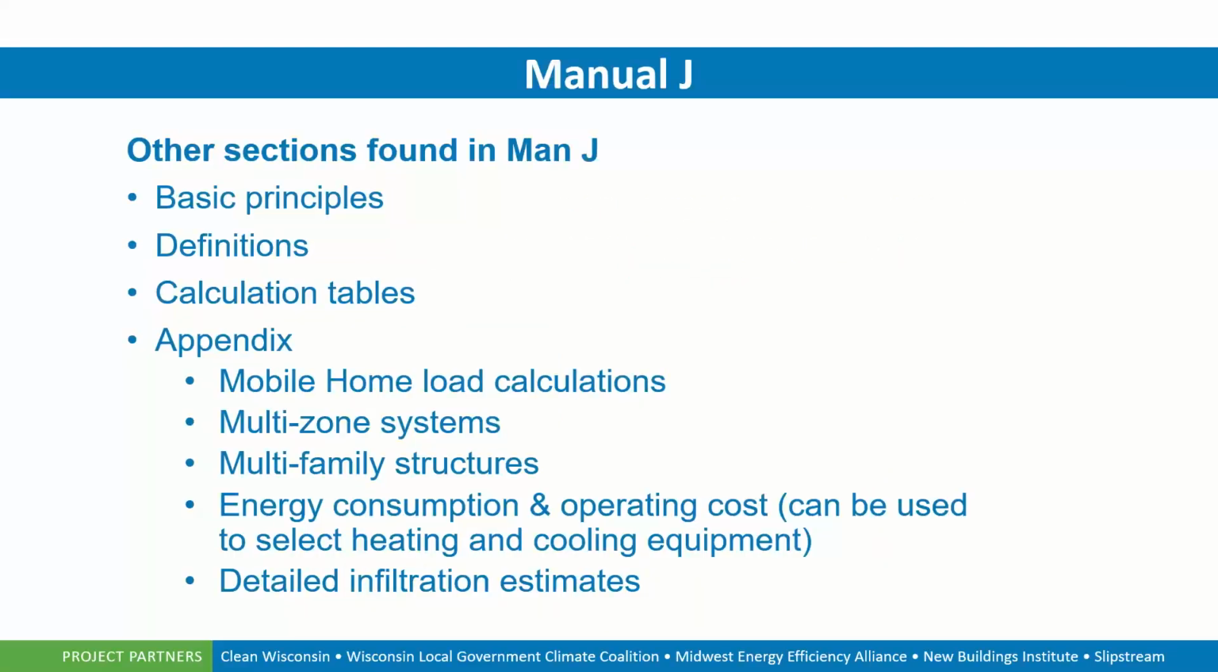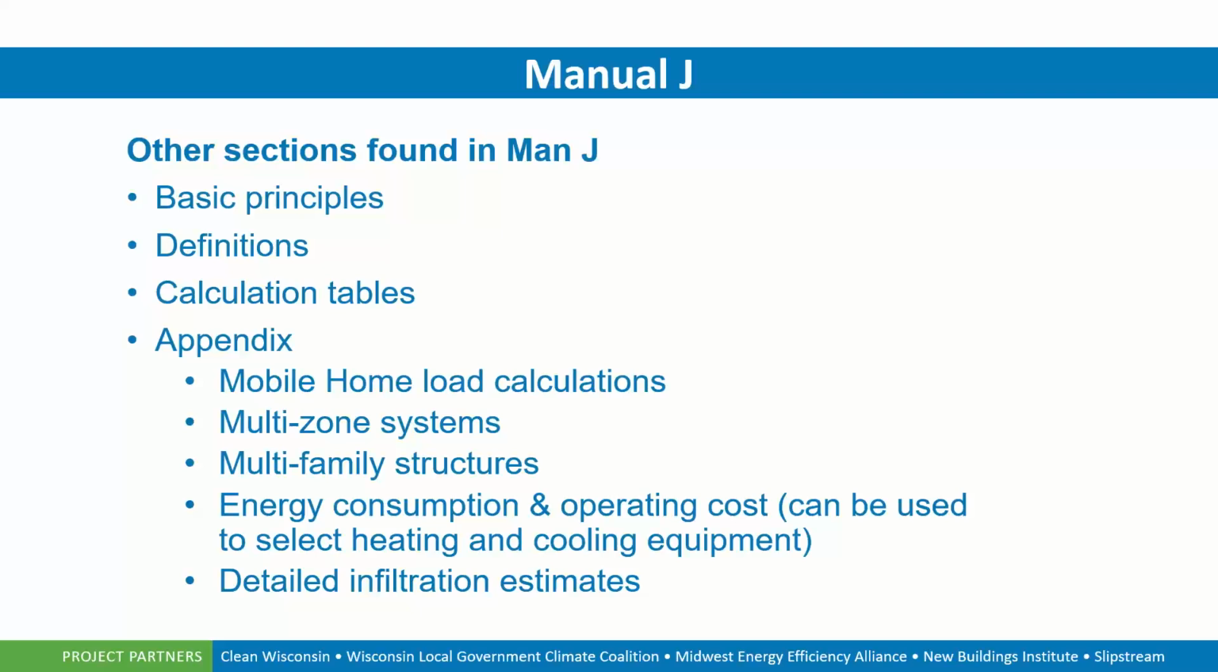So some other things that are found in that Manual J document: just some basic principles, definitions that go throughout, some various calculation tables that were needed for Manual J within calculating heat loss and heat gain, and then the different appendices that are there for multi-zone systems, which can change our equipment sizing quite drastically at times, depending upon the size of those zones, number of those zones.